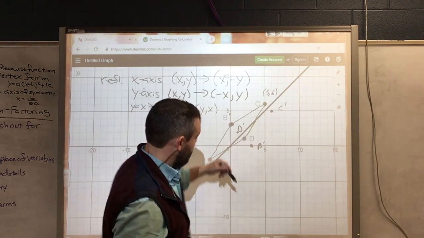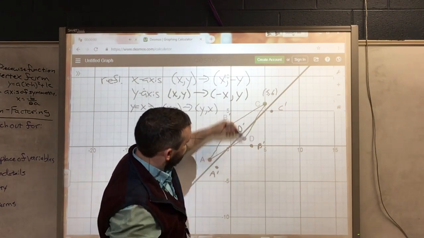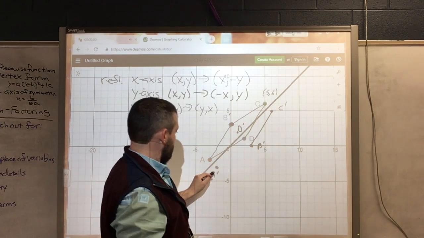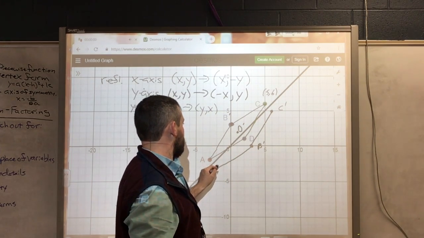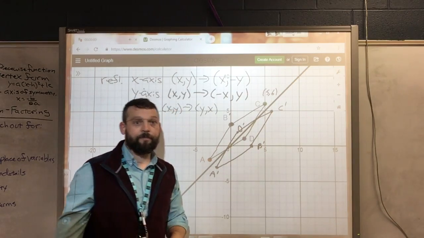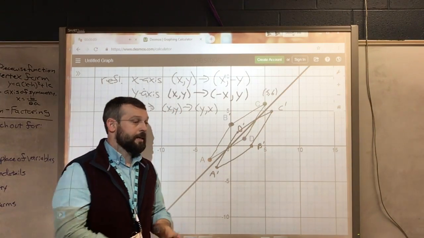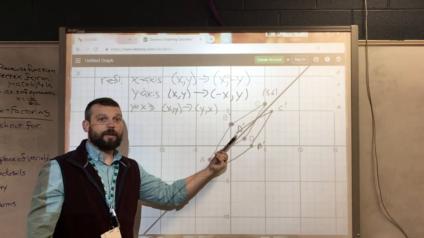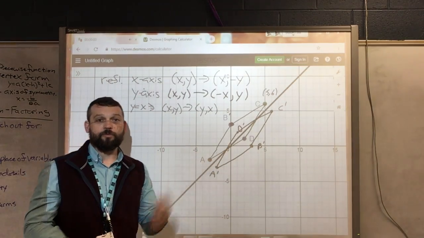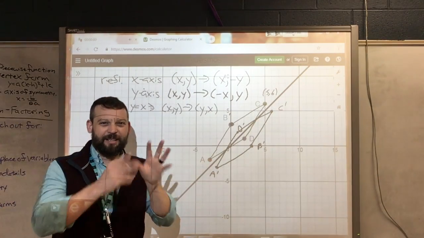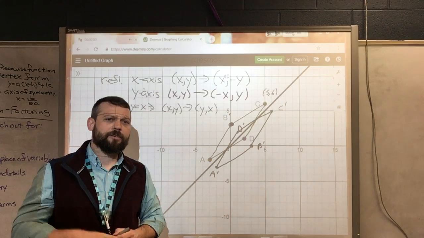B prime. So when I connect them, B to C, A to B, A prime to B prime, C prime to D prime. It's literally like I took this marker, laid it on here, and rotated it. So it's reflected about that line y equals x. That is kind of a really small figure. It's kind of tight and hard to see.